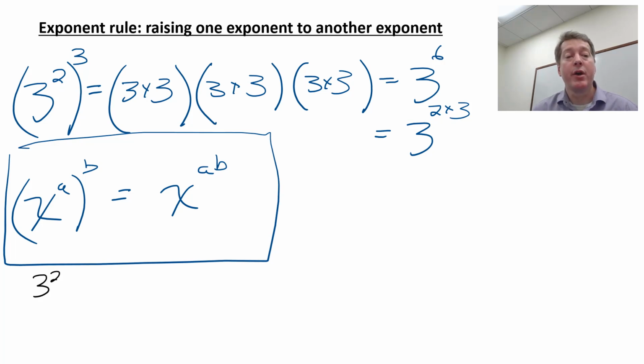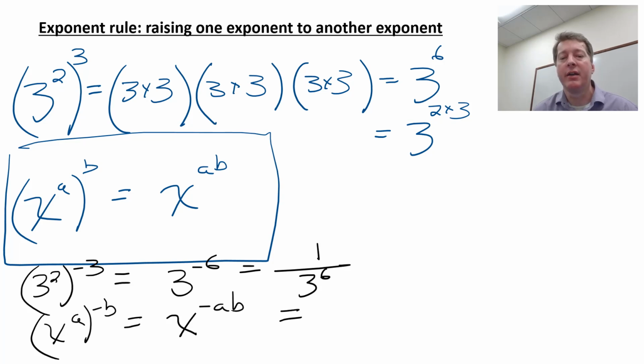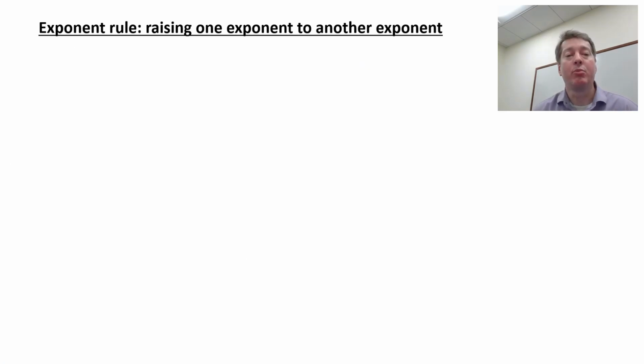Suppose I had 3 squared to the negative 3. Well, same rule, you multiply the exponents. That's 3 to the negative 6, which is what? That's the same as 1 over 3 to the positive 6. 1 over 3 to the 6th. How about x to the a raised to the negative b? So that is what? That is x to the negative ab. That is 1 over x to the ab. One last thing I want to point out, you might see this in a very hard problem on a test.